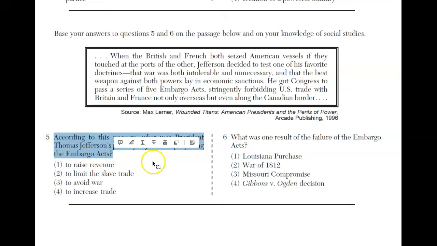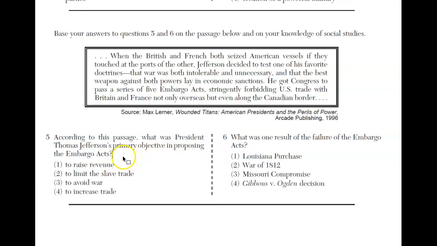According to this passage, what was Jefferson's primary objective in proposing the Embargo Acts? To raise revenue. You raise revenue by tariffs, that is, taxes on imports. He's shutting down imports. Can't be to raise revenue. To limit the slave trade. The slave trade was not really affected by this. The slave trade would be going on for another few years in the United States, but the slave trade was mostly with Africa. It was not with Britain and France. To increase trade, it does just the opposite. So the only right answer here is to avoid war.